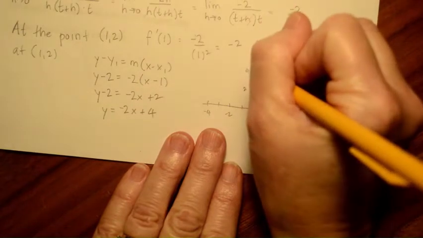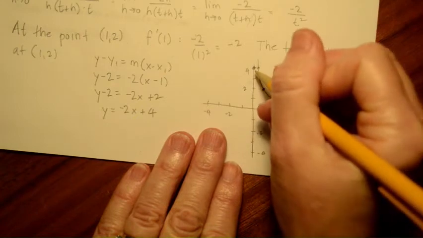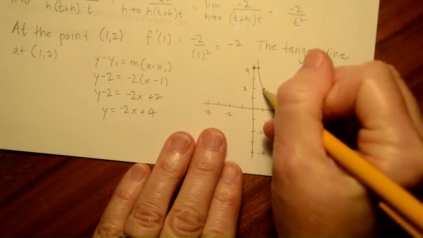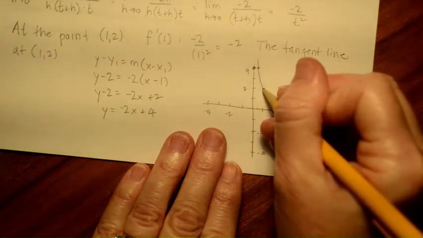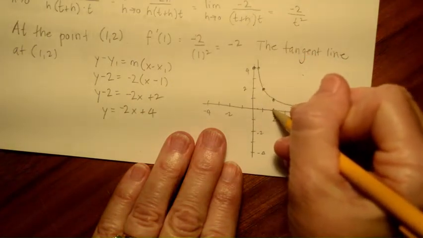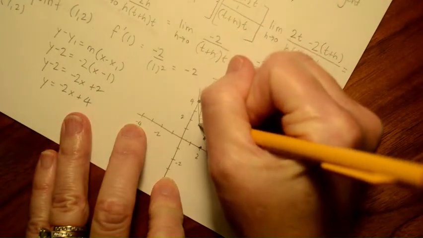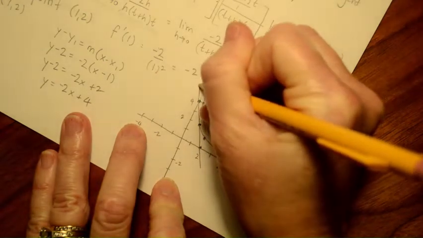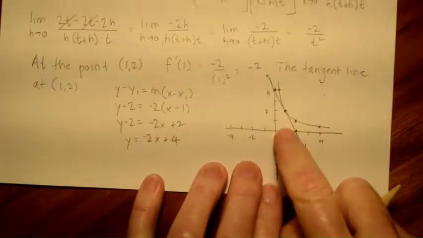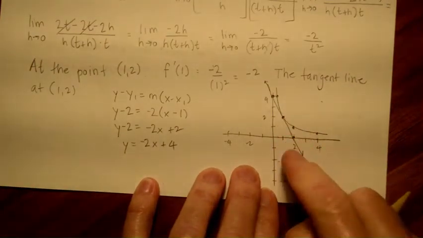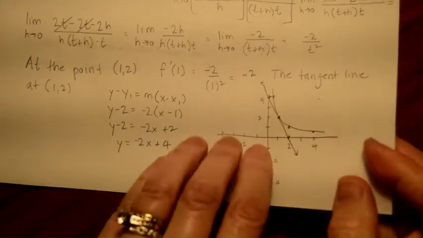So again, what that means is it's going to cross up here at 4, and then it's going to have a slope of negative 2. So down 1 over 2. In fact, we just touched that point that we're talking about, (1, 2). So we've got that point, down 1 over 2. And so we end up with our tangent line looking exactly like this. Well, as best as I can draw as a human. All right, and so we see our tangent line to the graph of 2 over t at that point. Okay? All right, next page.